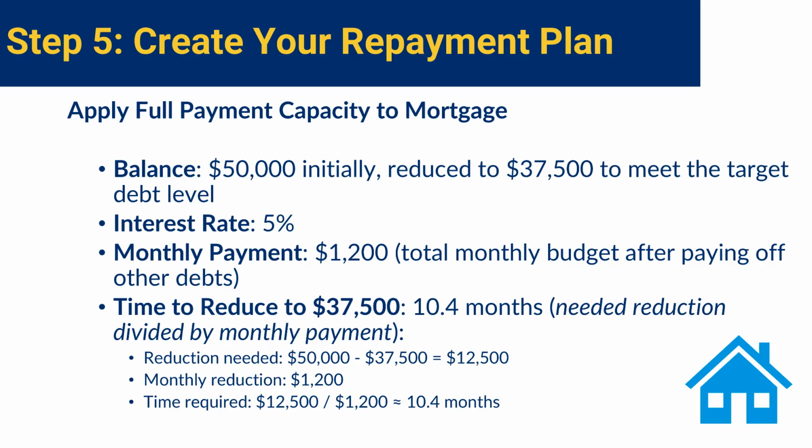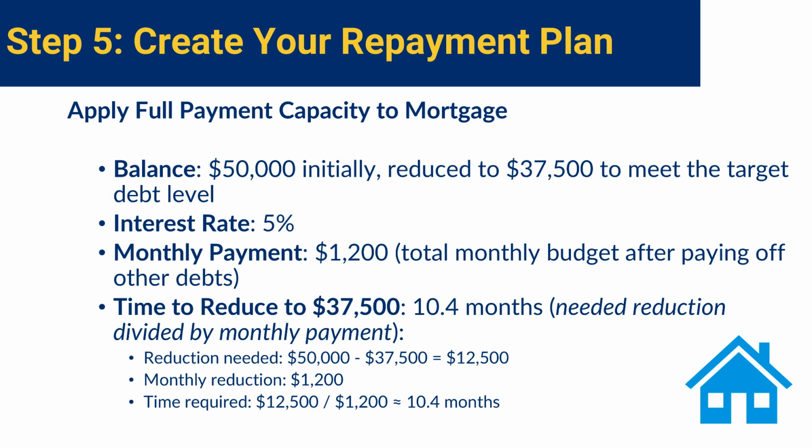Apply full payment capacity to mortgage. Once Aisha has paid off her smaller high-interest debts, she redirects her full repayment capacity towards her remaining debt. Mortgage, balance, $50,000 initially, reduced to $37,500 to meet the target debt level. Interest rate, 5%. Monthly payment, $1,200. Total monthly budget after paying off other debts. Time to reduce to $37,500: 10.4 months, calculated as needed reduction divided by monthly payment.